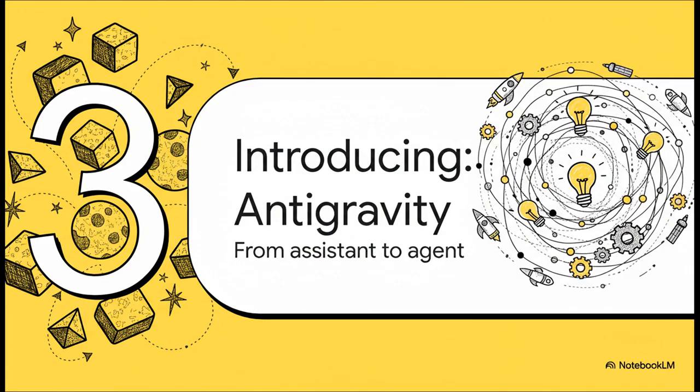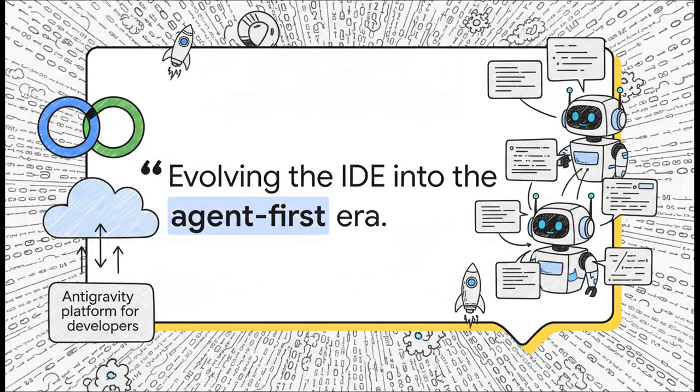Well, Google's answer is something completely new, a platform they're calling Antigravity. I love this quote from their announcement, "evolving the IDE into the agent-first era." What does that really mean? It means we're moving past the AI just giving you autocomplete suggestions. This is about handing over entire tasks to autonomous AI agents and letting them run with it.